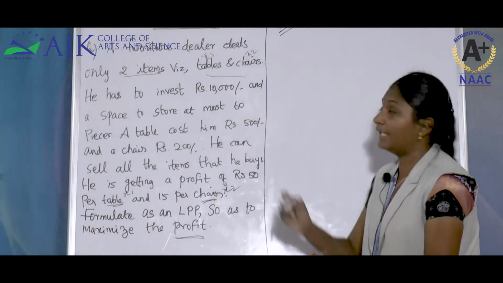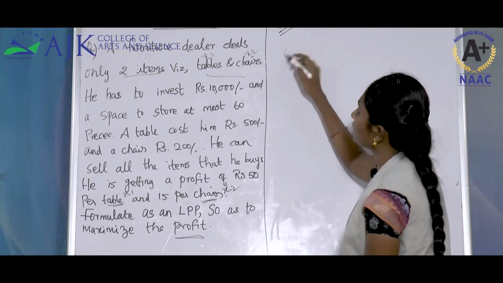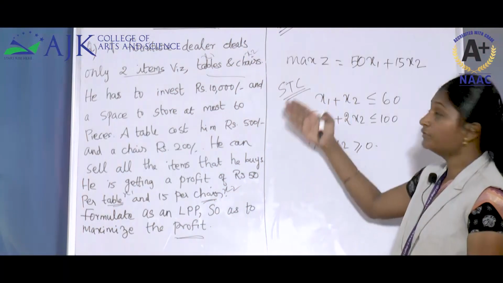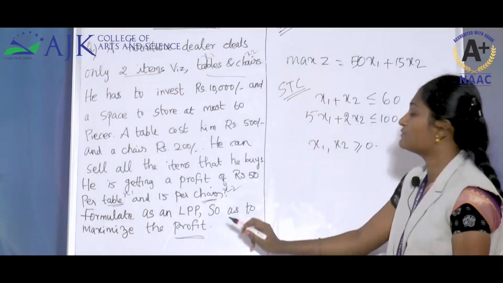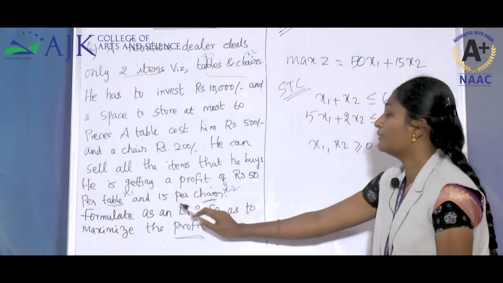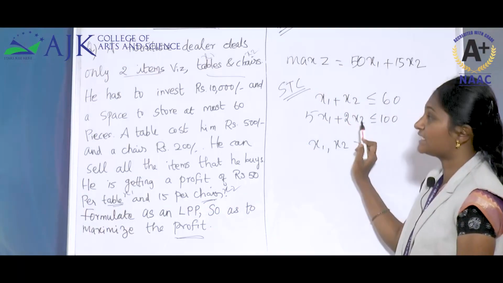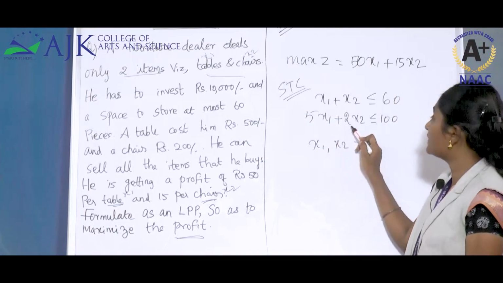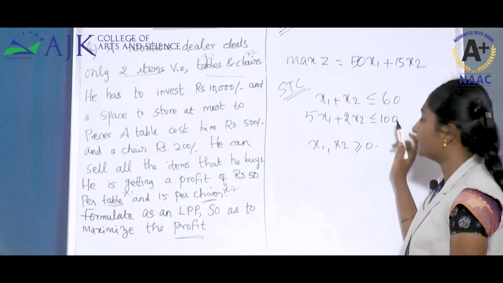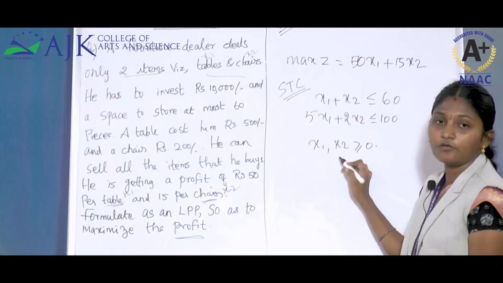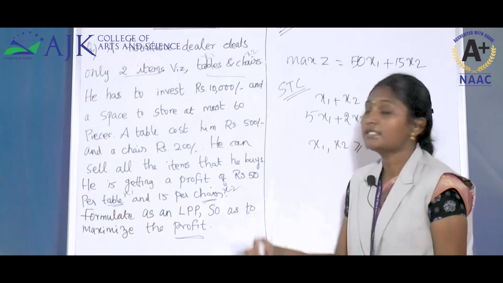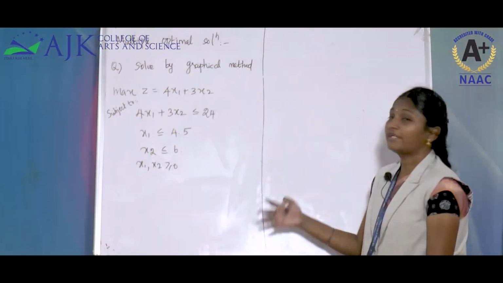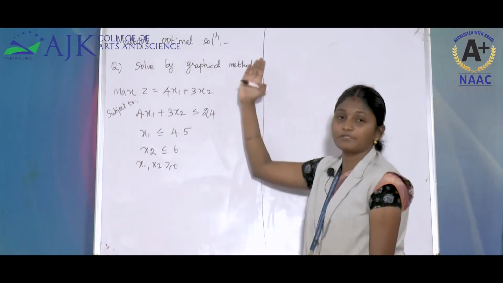Here is our LPP. What is your objective function? Our LPP is of the form: maximize Z equals 50x1 plus 15x2, subject to the constraints x1 plus x2 less than or equal to 60 and 5x1 plus 2x2 less than or equal to 100. Next, our restrictions are x1, x2 greater than or equal to 0. This is the LPP formulation of the given question. Our next example problem is for multiple optimal solutions.